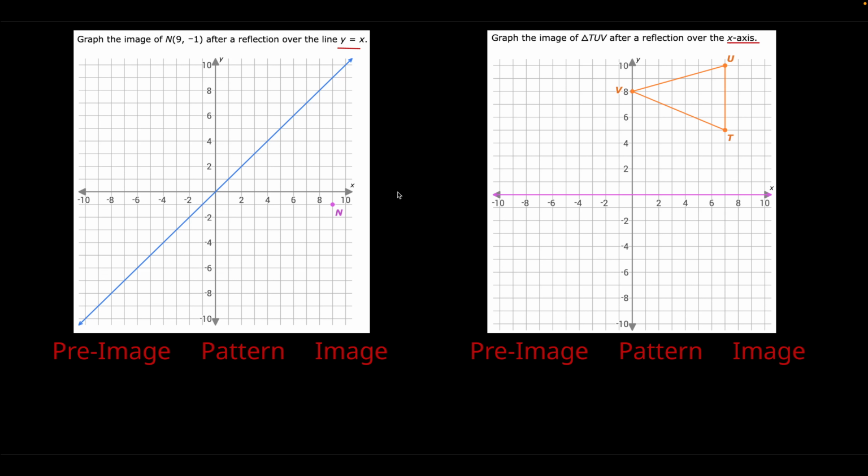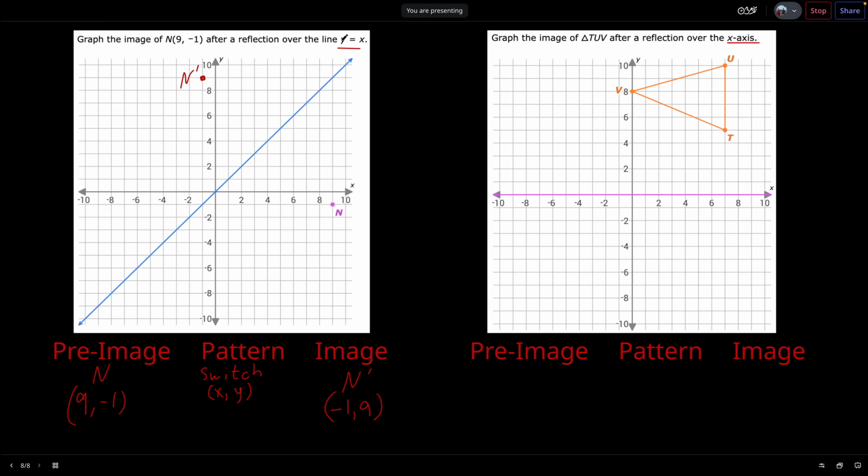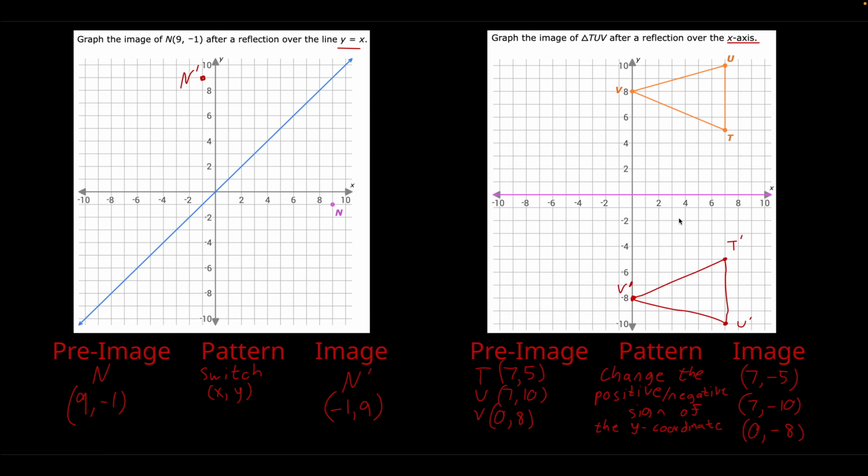Okay, now you've had time to work these problems. Let's check your solutions. For the first problem, you should have gotten N prime is located at (-1, 9). And the pattern for when you reflect over y equals x is you just switch the x and the y. Don't change their signs, just switch the x and y. And for the second problem, here is the reflected graph. Here are the coordinates. The pattern for when you reflect over the x-axis is you just change the positive and negative sign of the y coordinate.